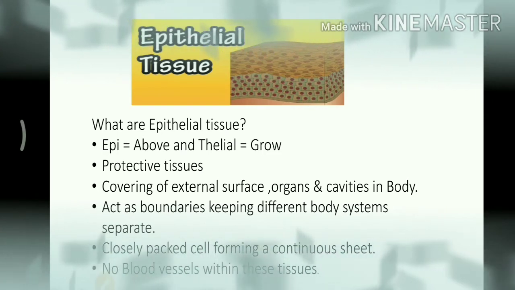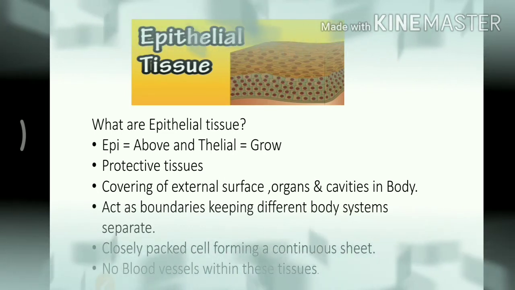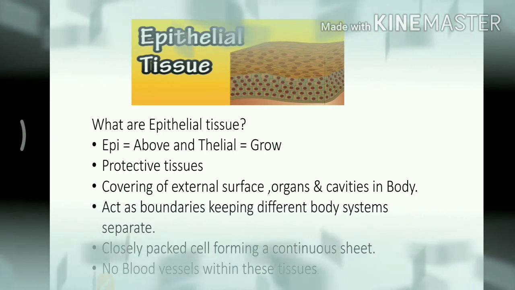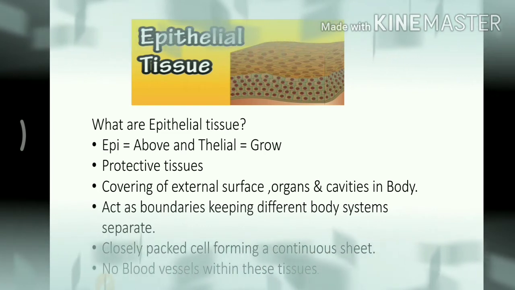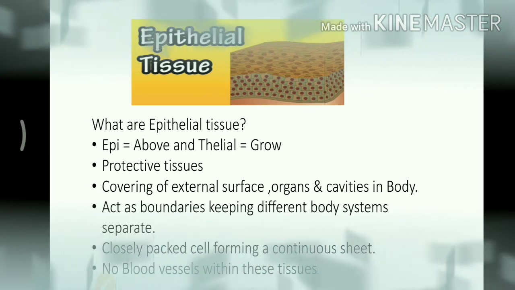Simply, that is the osmosis process, osmosis and diffusion, right? That's why these cells have the capacity of osmosis and diffusion, so there is no requirement of any blood vessels within them, right? I hope you understand the whole concept. Why is this called epithelial tissue? It is the above growth.